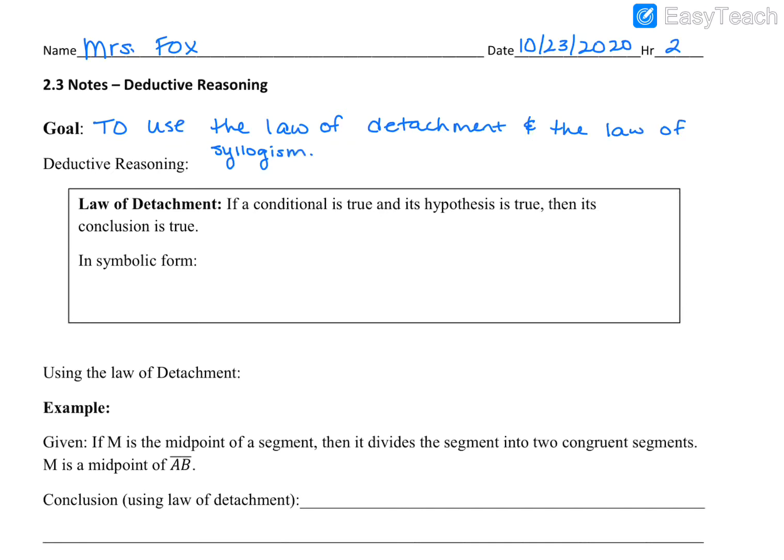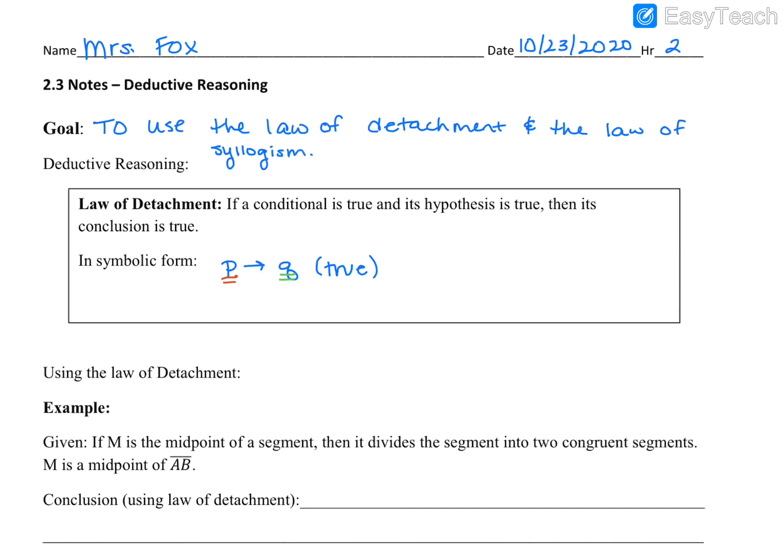What it says is if a conditional is true and its hypothesis is true, then its conclusion is true, which we talked about. We talked about if a conditional statement is true and the hypothesis happens, that the conclusion must occur. So what that means is, in the symbolic form, we said if you have your hypothesis leads to your conclusion. So I'm going to color code these. Our hypothesis will be red and our conclusion will be green. If this conditional statement is true, then we can apply it to more specific things.